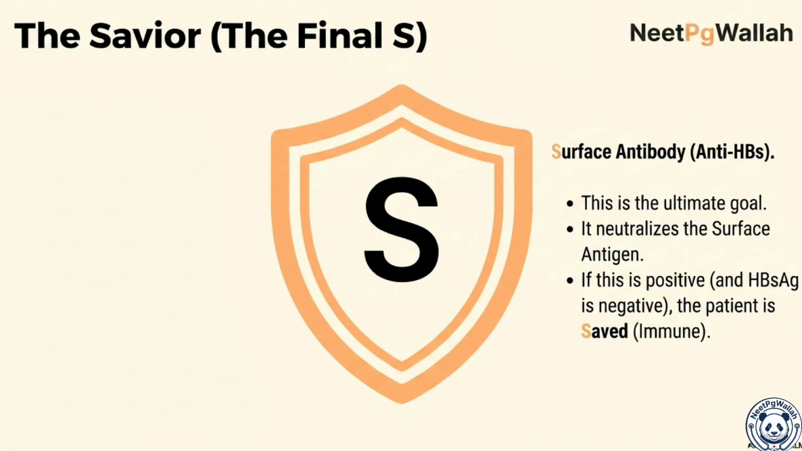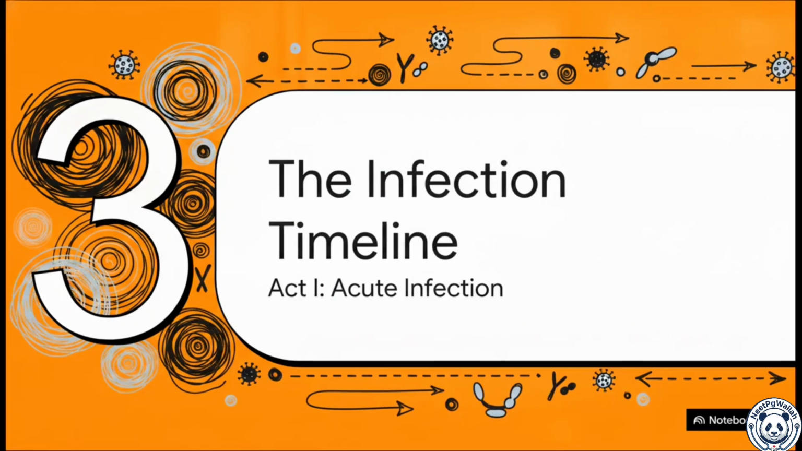And finally, we hit the last S in SEMGS. This is the savior. It stands for the surface antibody, or anti-HBs. This is the ultimate goal of the immune system. It neutralizes that outer coat we talked about earlier. If this surface antibody is positive and the original surface antigen is negative, your patient is officially saved. They are immune. Let's move on to Section 3, the infection timeline.